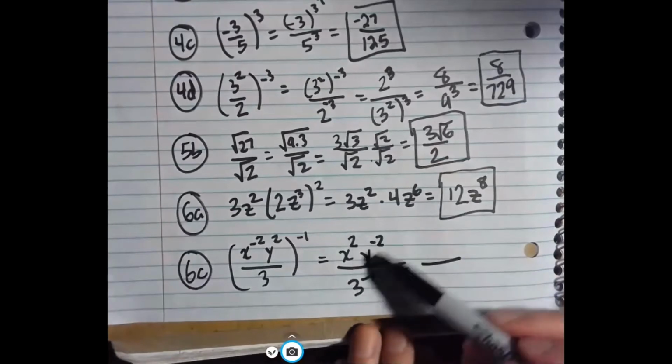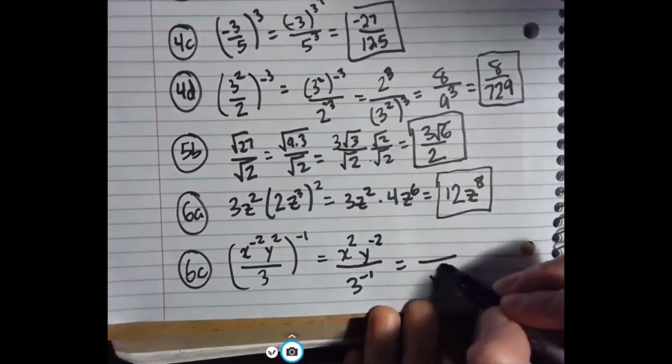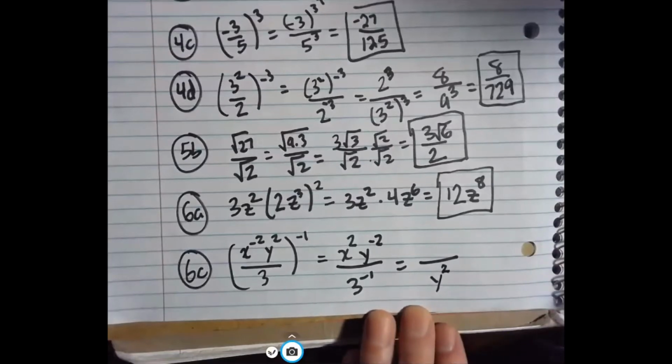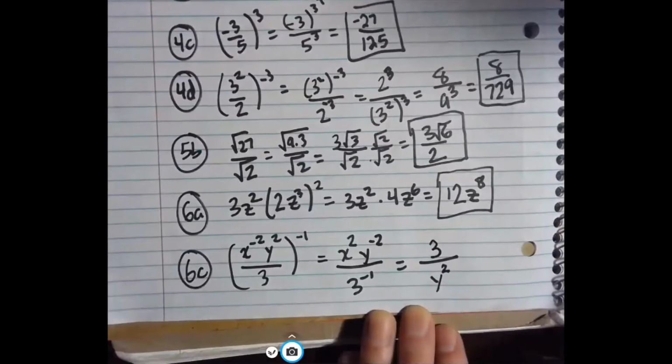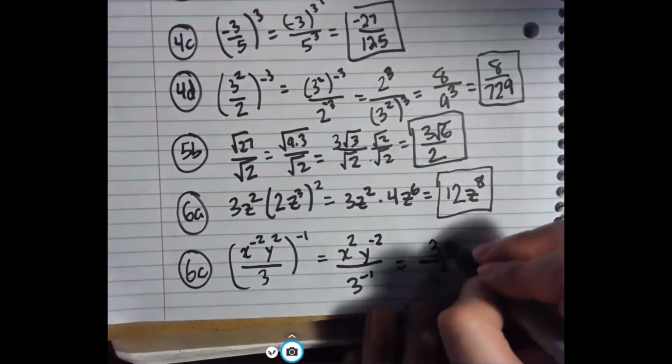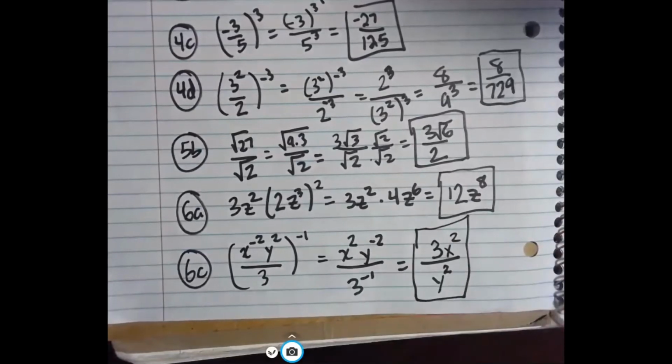The y to the negative second becomes y squared in the denominator. The 3 to the negative first, we're going to use that negative exponent trick, make that a 3 up there, and the x squared is just going to stay. Final answer is 3x squared over y squared. Now we're up to problem 7a.